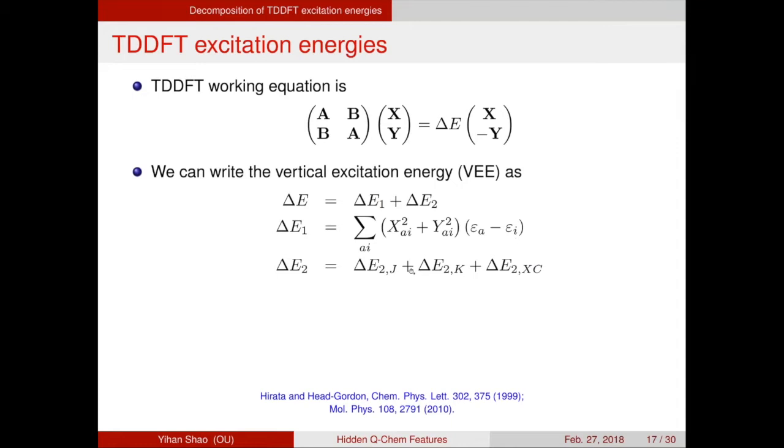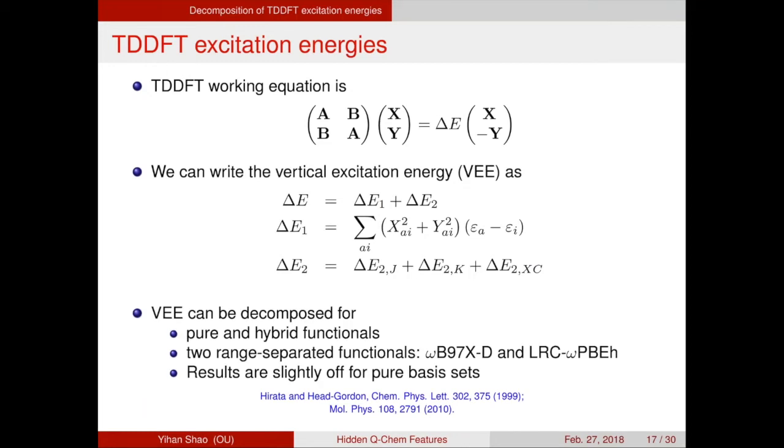And then there are the two-electron terms. There's a Coulomb term, an exchange term, and an exchange-correlation term. We're going to see the Coulomb term and exchange-correlation term in one minute. And we have implemented this in Q-Chem, and in the next slide, you are going to see how we can invoke this feature.